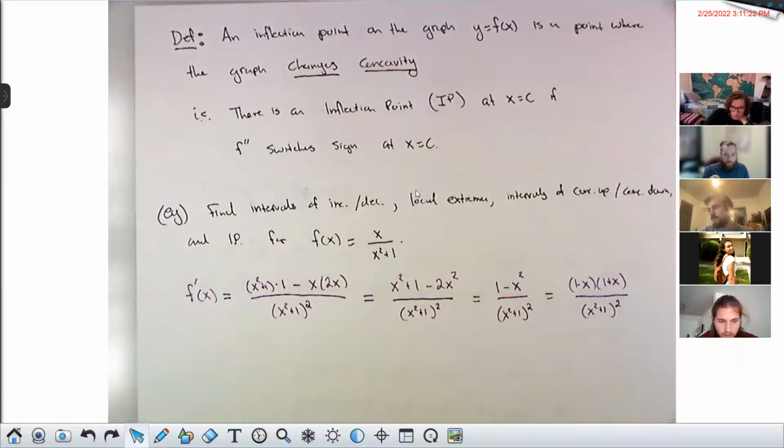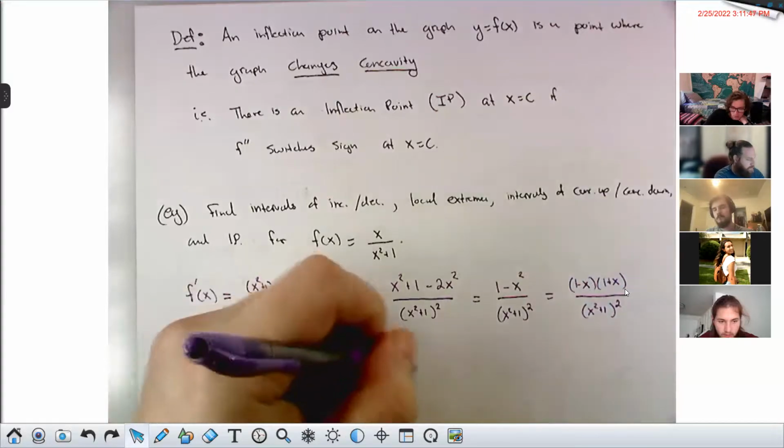Critical numbers would be places where f prime is 0 or undefined. Graciously, the denominator here again is an irreducible quadratic. The roots of x squared plus 1 are non-real complex numbers, positive i and negative i. So it will never be 0, so f prime is never undefined. But f prime will be 0 at x equals 1 from this factor, and at x equals negative 1 from this factor.